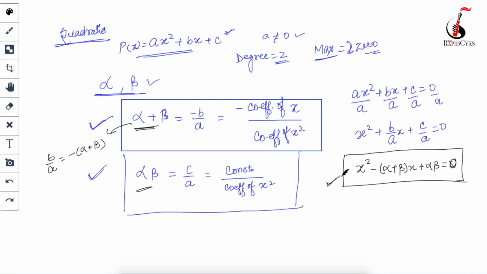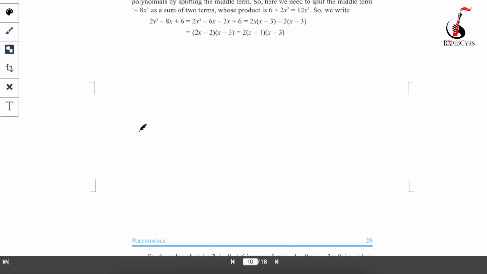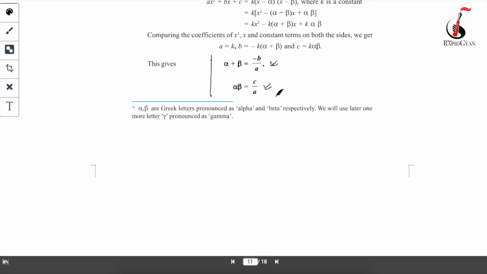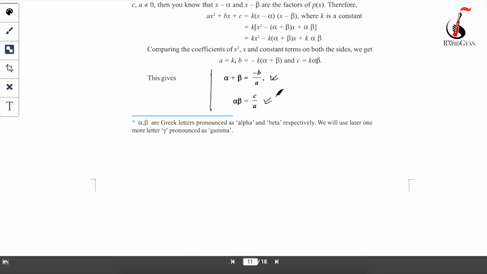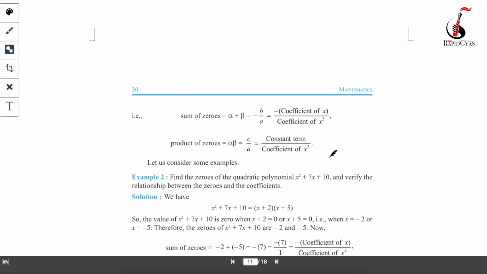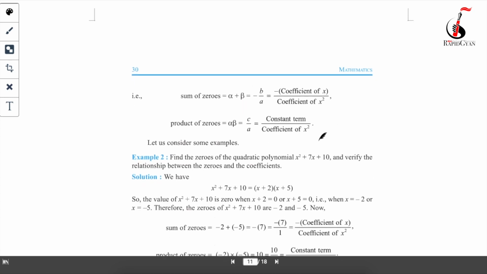Okay guys, so now I will take one example from your book. See here, it's written: alpha plus beta is minus b upon a and alpha beta equal to c upon a. So these are the things which you will have to remember. And also you know that minus b upon a is nothing but minus of coefficient of x divided by coefficient of x square. Here it's constant term and coefficient of x square. This I have explained. Okay.